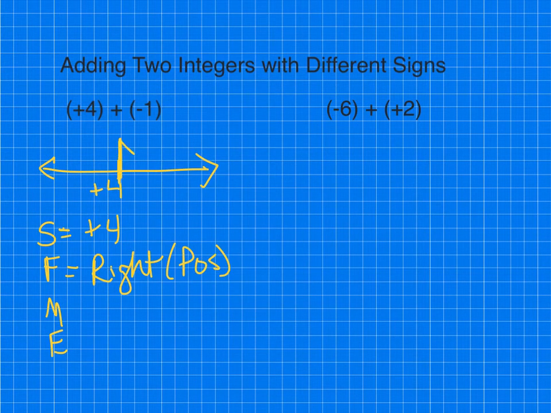So there it is, facing in that direction. I'm going to be moving. It's a negative number, so therefore I'm going to be moving back. It's only 1, so I'm going to go back 1. So here I am, back 1. Well, what number's right there but +3? So therefore my end, or my answer, is +3. There it is.